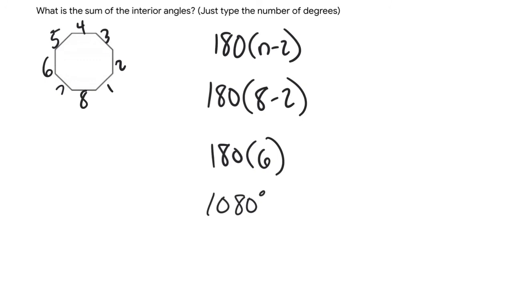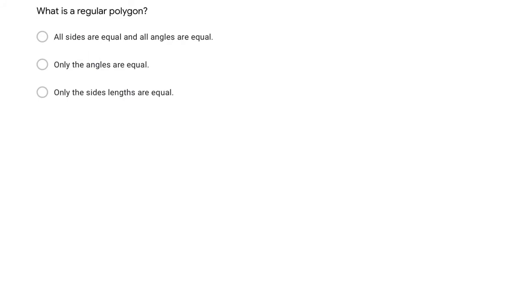Now, if I asked for one angle, then I would take that 1080 and divide it by the number of sides, and that would give me the value of one angle as long as it's a regular polygon. Speaking of regular polygons, what is a regular polygon? In a regular polygon, all sides are equal and all angles are equal. It's going to be completely perfect all the way around, exactly the same. All the angles and all the sides are equal to each other.